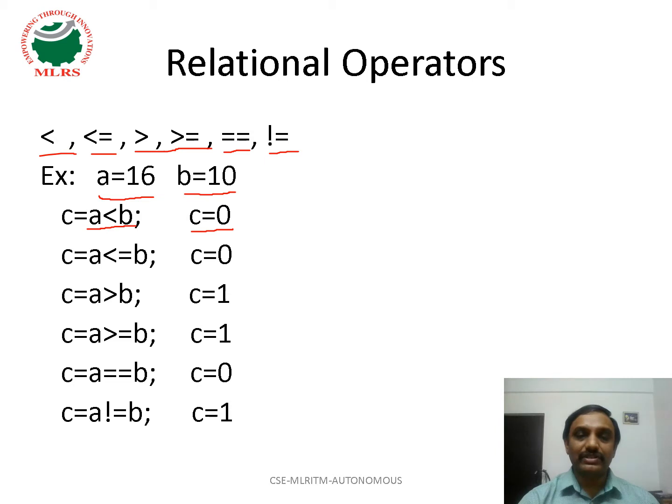We observe all the cases here, with the same values. A is 16, B is 10. In the case of the greater than operator, 16 greater than 10, which is true. So the result is 1. Now take the is equal to operator. 16 is equal to 10, which is false. So the result value is 0. And 16 is not equal to 10, which is true. So the result value is 1. So these are the 6 relational operators which are present in C language.